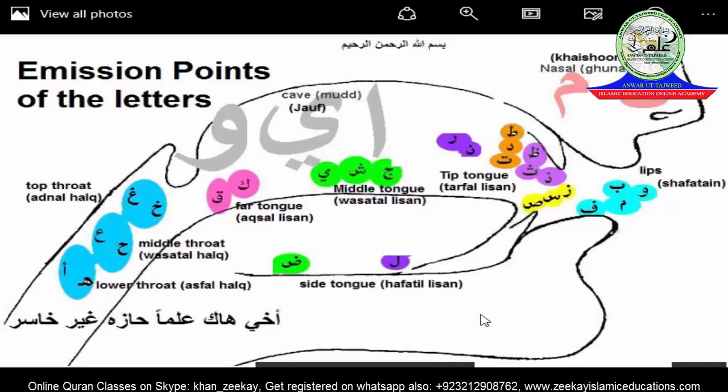So letter lam is pronounced with the part of the palate which is in between the premolars, and letter noon is pronounced with the point of the palate which is in between the canines. You can see here that lam and noon are almost the same. Lam is pronounced from here, and noon and ra are pronounced from this point.